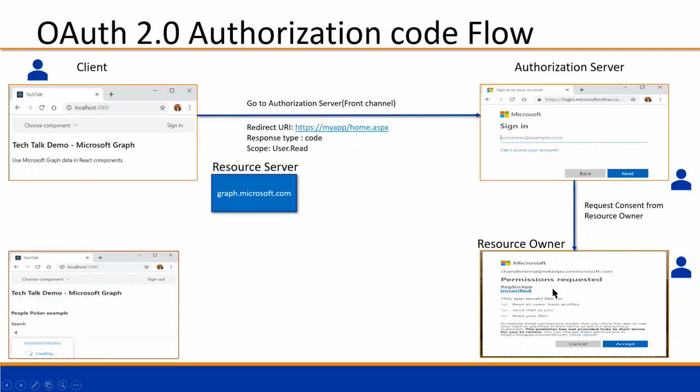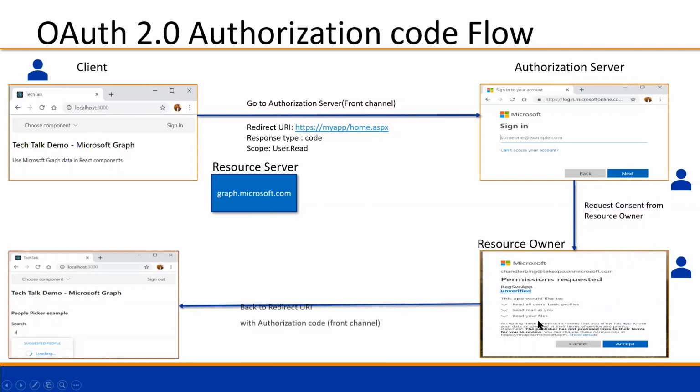So based on this scope, it checks whether the permissions are available. If the permissions are already granted, it will not show you this screen. The permissions are usually granted by the administrator, and if not, then it will show you this screen where the user can see three permissions: read all users, send mail, and read your files. So this screen is displayed to the resource owner. Basically, the user is validated, and you need to consent whether this application can access your mails, your basic profile, and your files.